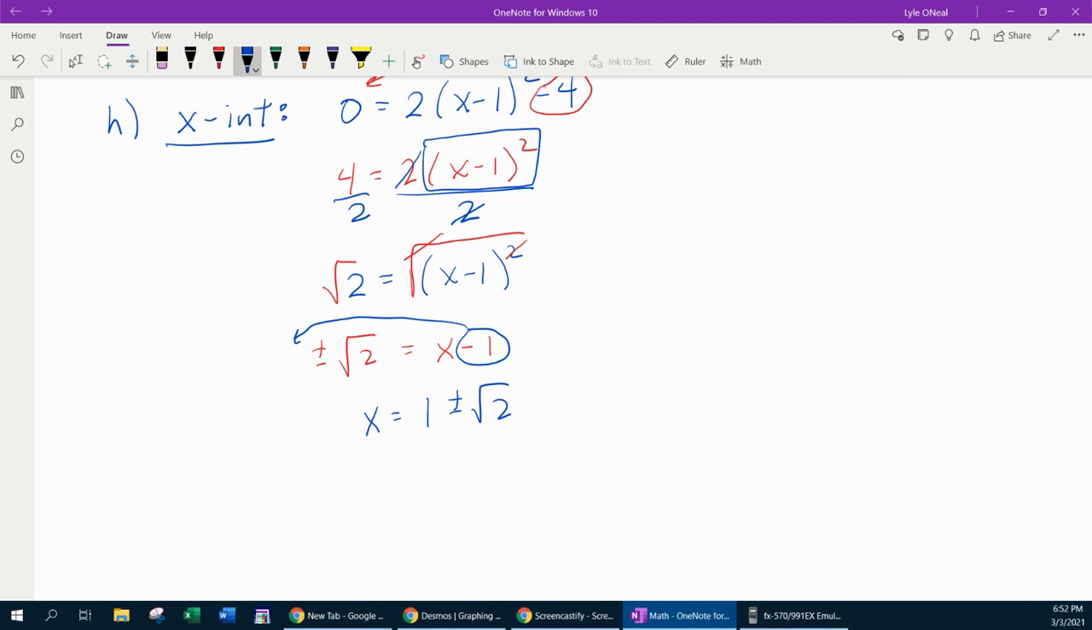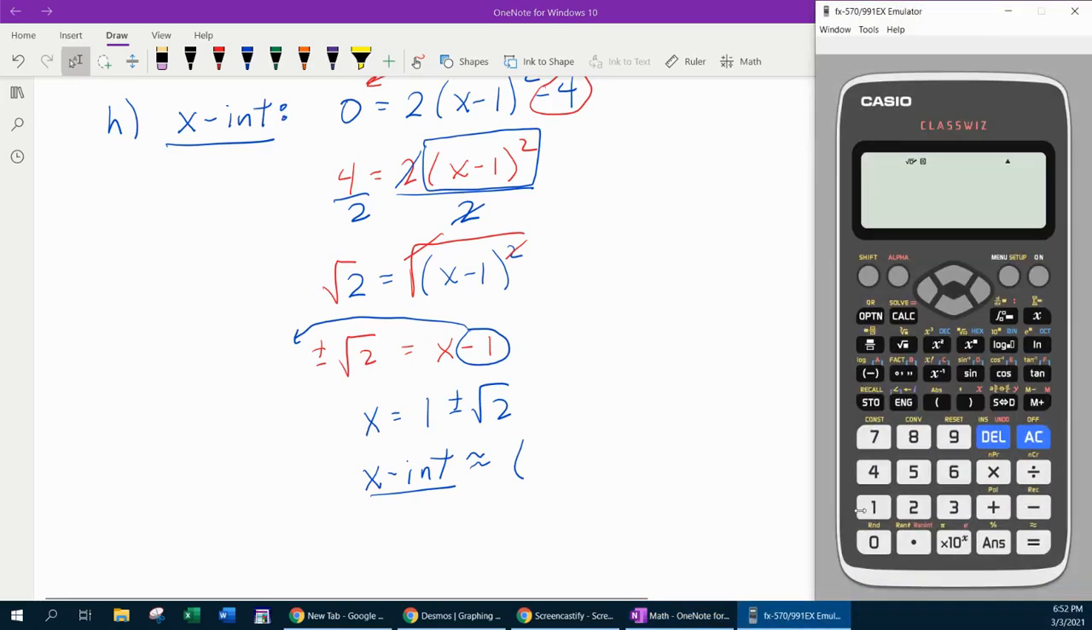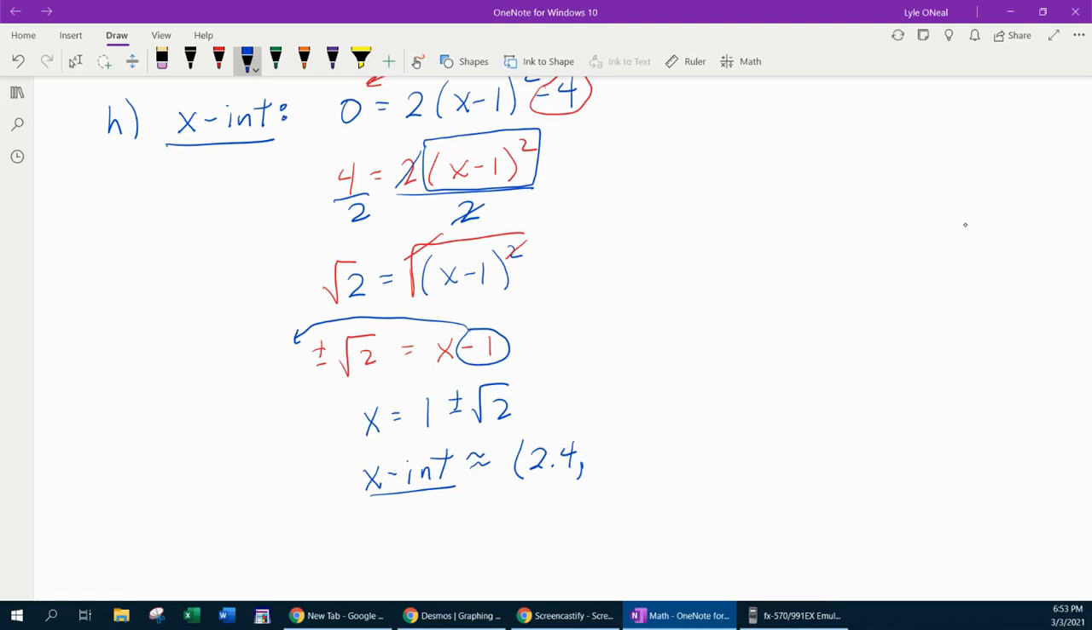If you're going to plot those, you're probably going to want those as decimal approximations. So we're going to say the x-intercepts are approximately, and we're going to use the calculator to estimate those. So 1 plus square root of 2 is approximately 2.4. And remember, you need to write your x-intercepts as ordered pairs. So that's 2.4 comma 0.